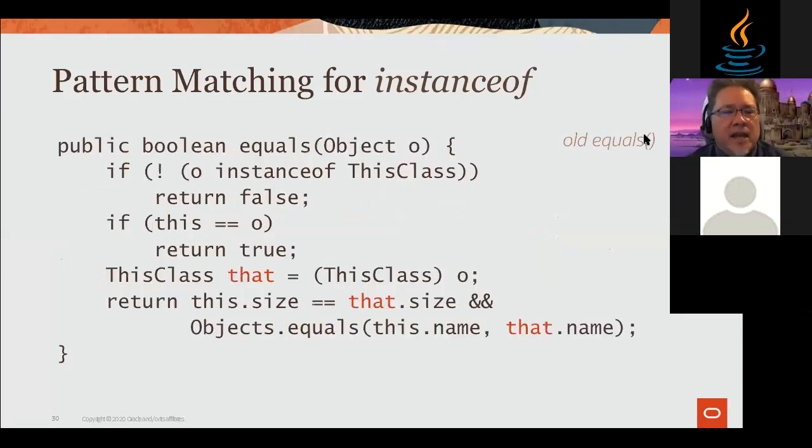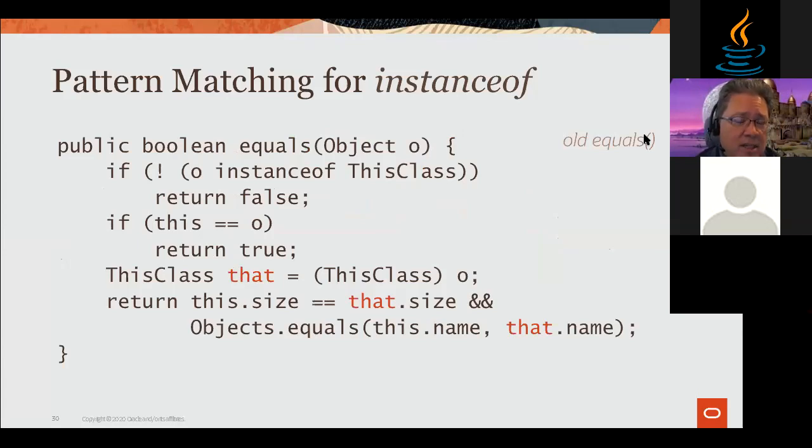All right, so here's a more complicated example. This is an equals method written in the old style, and it's a little complicated. I'm not going to go through this all, but basically we do an instanceof check and we do an identity check, and then at some point you can see this is spread out a little more, but basically we're doing an instanceof check and we're doing a cast.